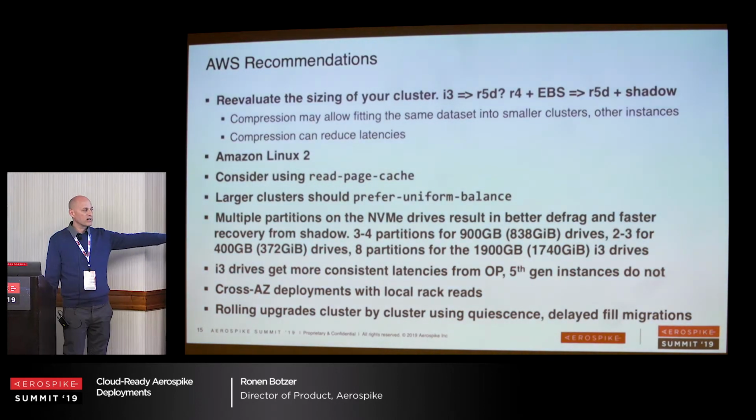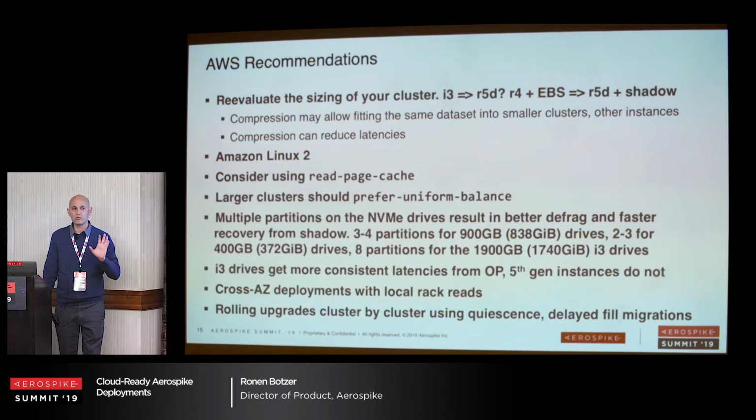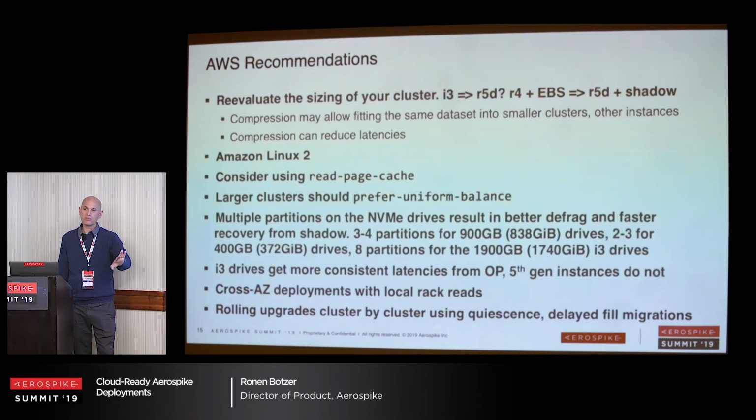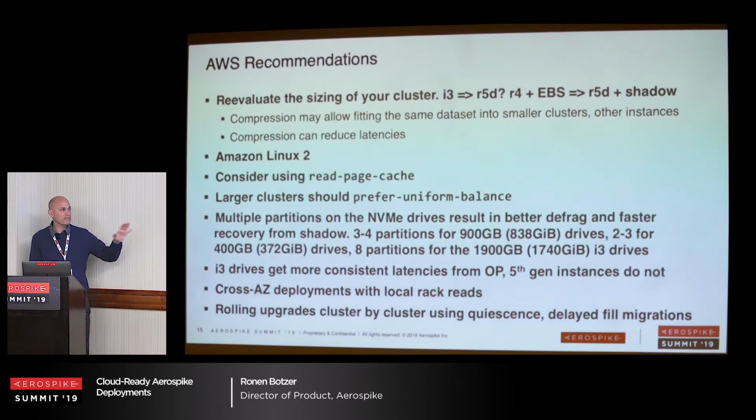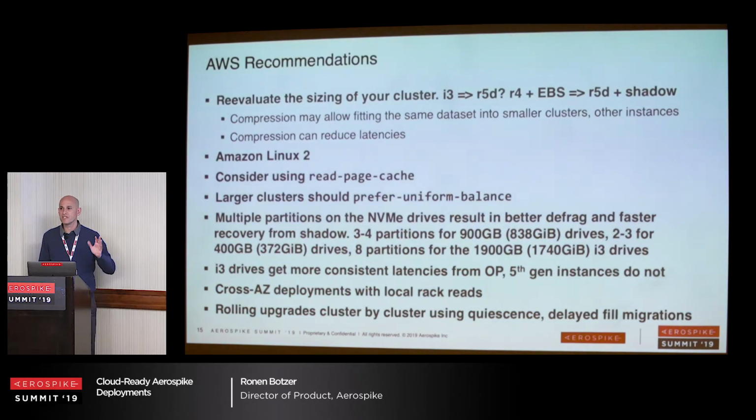i3 drives are more consistent when you over-provision them. You basically partition them in a way that doesn't touch about 21% of the drive. So you go from 1740 to 1500. You get more consistent performance. For the 5th generation instances like C5D, et cetera, you don't need to do this. You can just use the full drive.